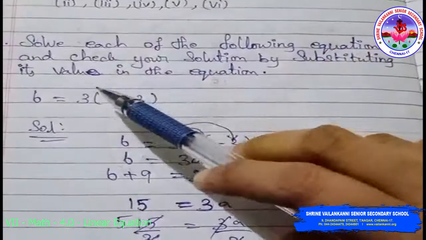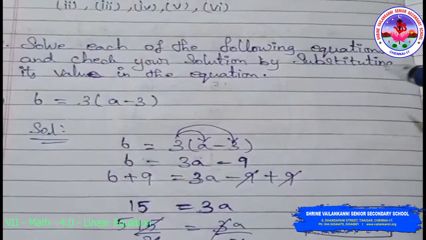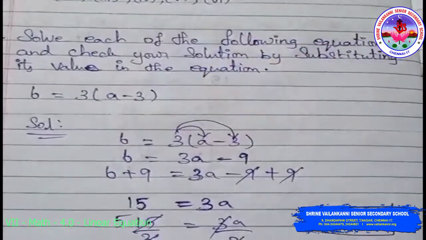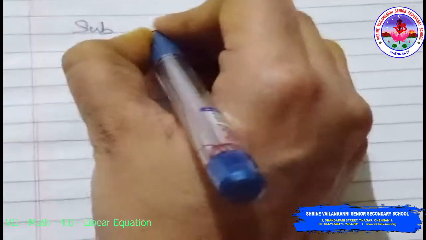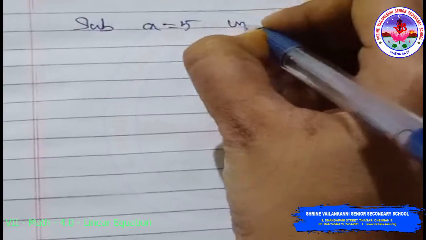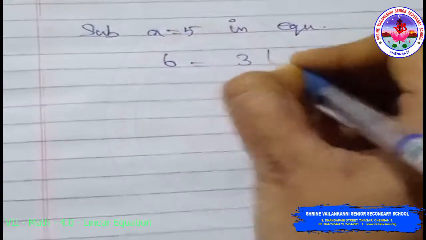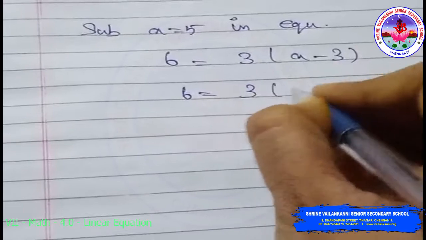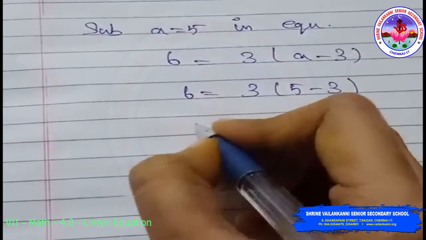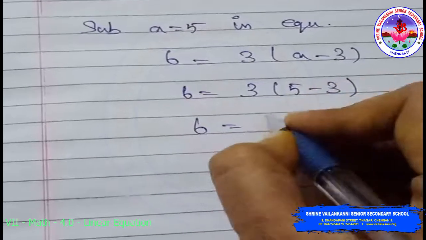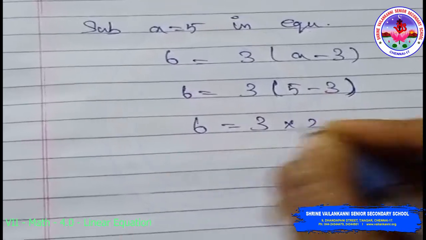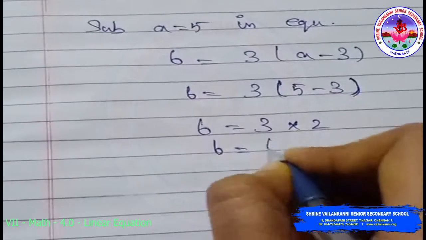The question also says check your solution by substituting its value in the equation. Now you can substitute the a value in this equation. Substituting a is equal to 5 in the equation. Here the equation is 6 is equal to 3 into a minus 3. 6 is equal to 3 into 5 minus 3. Using the BODMAS rule, performing the bracket values first, 5 minus 3 is 2, 3 into 2. 6 is equal to 6.